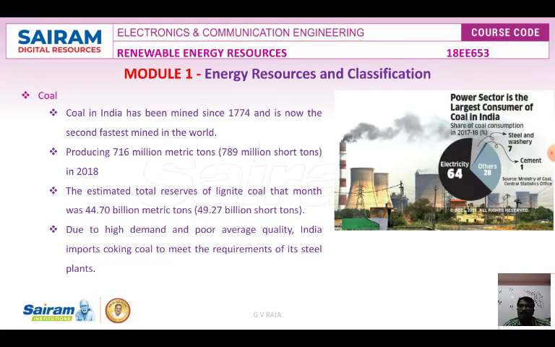Coal. Coal is a main thing. In India, it has been mined from 1977, and now it is the second fastest mined in the world. India is the second largest country in coal production, producing nearly 716 million metric tons. Due to high demand and poor average quality, India imports coking coal to meet the requirement of the steel plants. For the steel plants, more heat has to be generated. For that, India is importing coking coal.